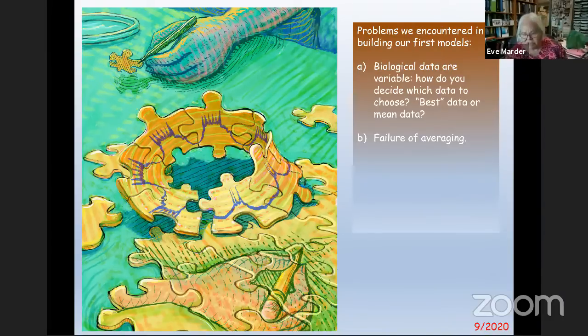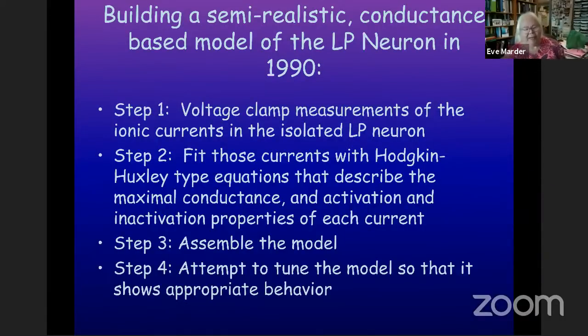first detailed computational model. This goes back to 1990, when we were doing what was the archetypal biophysical problem of the time, and still today, following in the Hodgkin-Huxley tradition: take a neuron, try and characterize all the different voltage and time dependent currents that gave rise to the model's dynamics, use voltage clamp and then fit those currents with Hodgkin-Huxley type equations that describe the maximal conductance and the activation and inactivation properties, assemble the model, and then attempt to tune it so it showed appropriate behavior.